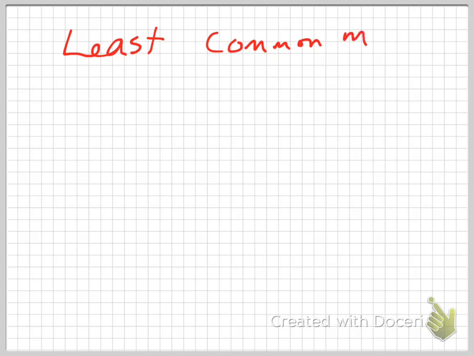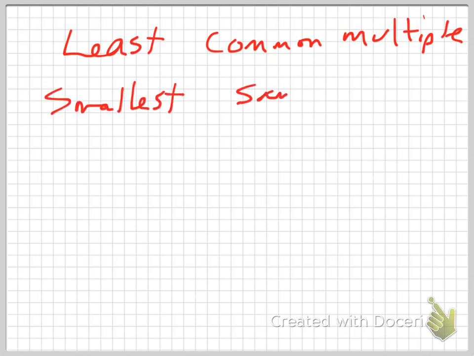Least common multiple means the smallest same. If I have something in common with Caleb, that means that we have something that is the same. Agreed? Smallest same multiple. That's what least common multiple means.